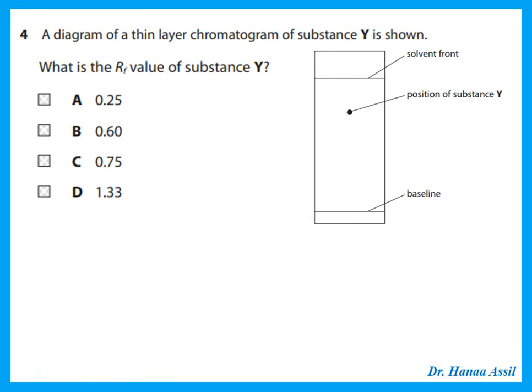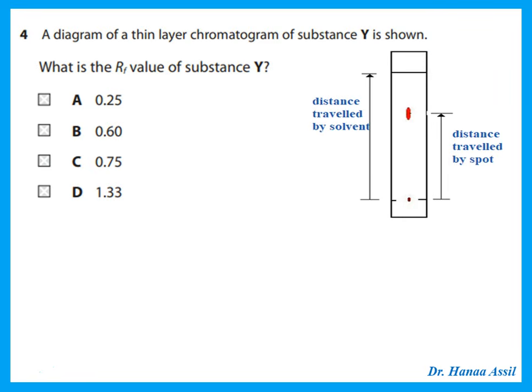A diagram of the thin layer chromatography of substance Y is shown. What is the RF value of substance Y? Again, what do we mean by RF value? If we have a certain spot, we measure the distance from the baseline to that spot, and the distance from the baseline to the solvent front. The RF value is the distance moved by the spot divided by the distance moved by the solvent.